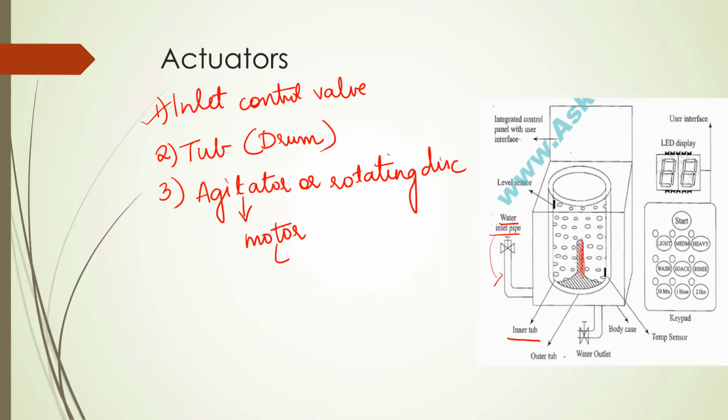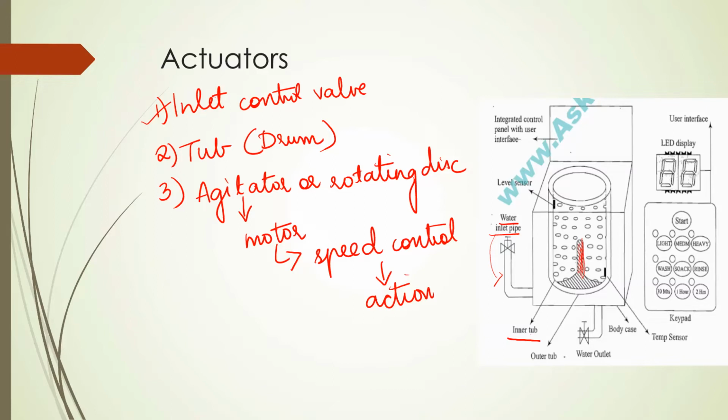You have the option to control the speed of the motor based on the action. If you're doing washing, the speed will be moderate. But if you're doing spinning, the speed will be very high because it has to take out all the water from the clothes. Now what is the function of this agitator? It rotates continuously and produces rotating currents. The clothes also rotate and the washing is performed here.